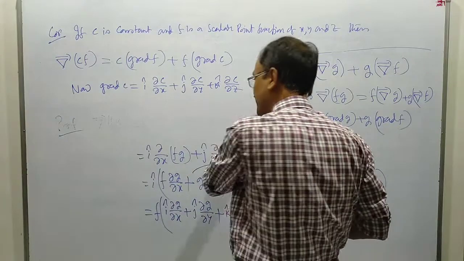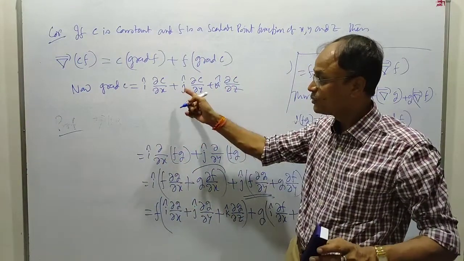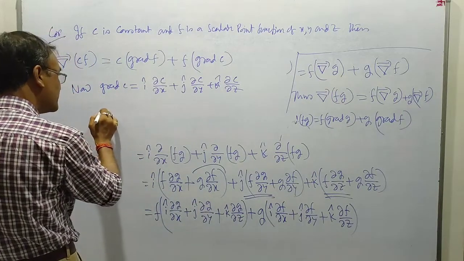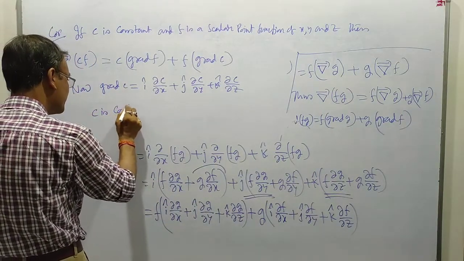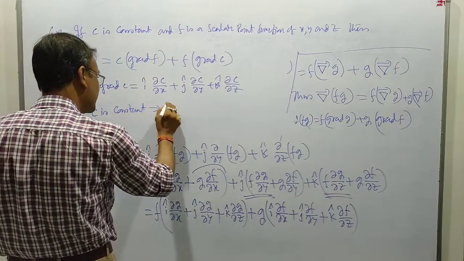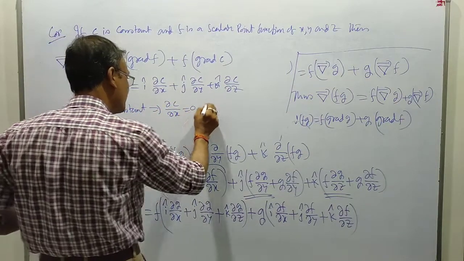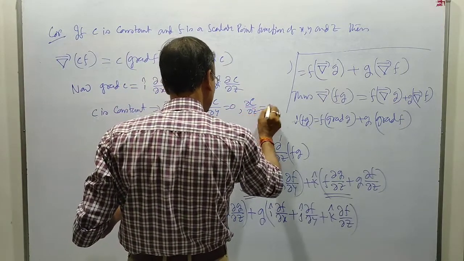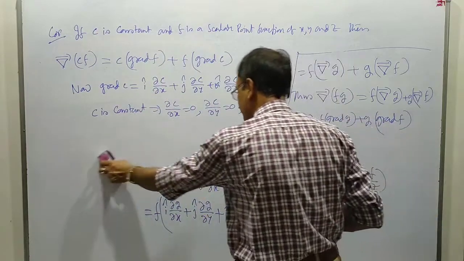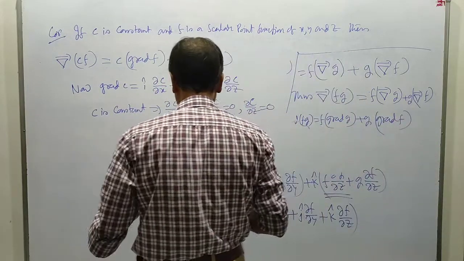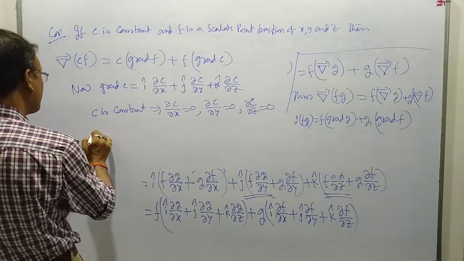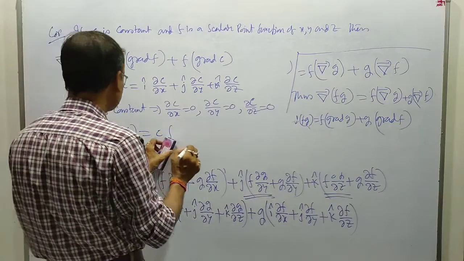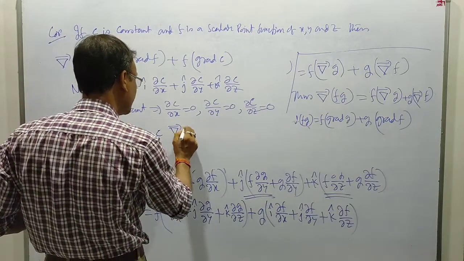Now C is constant, therefore the differentiation will be equal to 0. This means ∂C/∂x equals 0, ∂C/∂y equals 0, ∂C/∂z equals 0. Therefore, the gradient of Cf will be equal to C into gradient of f.